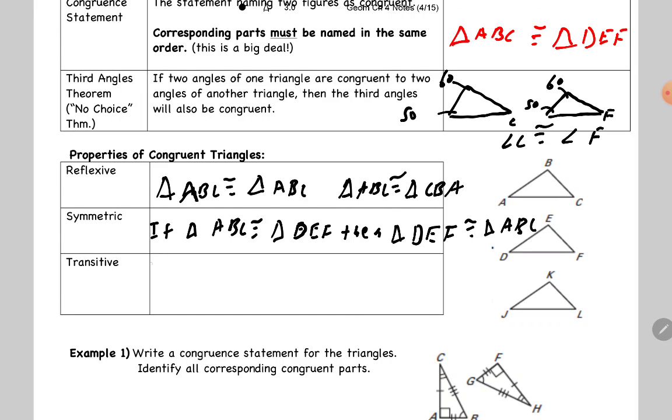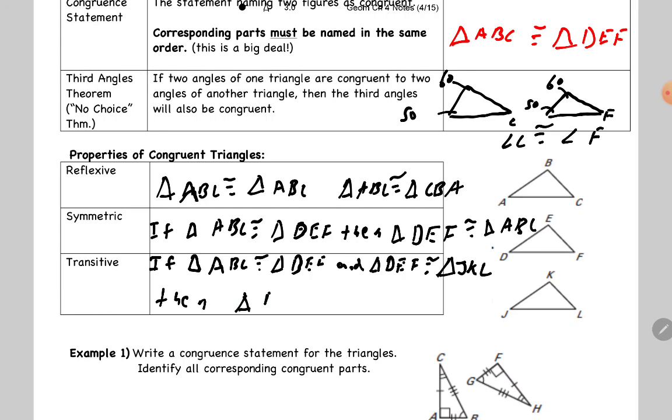Transitive property. So if triangle ABC is congruent to triangle DEF and triangle DEF is congruent to triangle JKL, then you can say triangle ABC is also congruent to triangle JKL. So if A leads to B and B leads to C, then A can go directly to C.